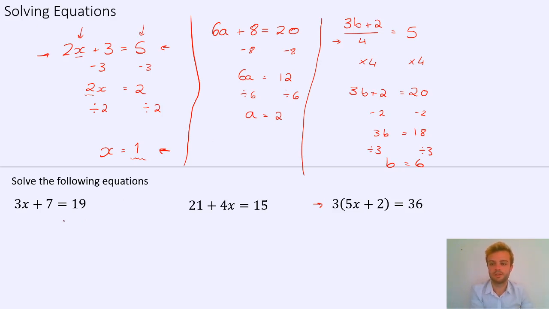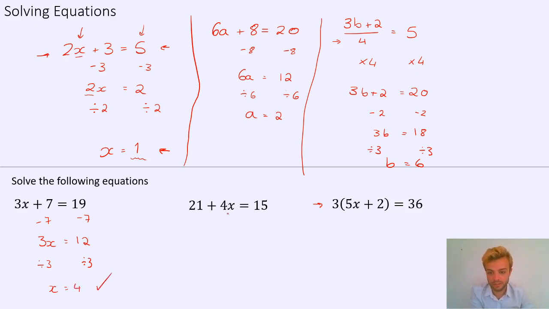All right, so in this first one, it looks very similar to the ones we did as our first 2 examples. First thing we're going to do is subtract 7, because that will cancel out the 7 on the left-hand side. So we now have 3x plus 7 minus 7, which is just 3x. And 19 take away 7 is 12. Next, we have this 3 times x. We don't want 3 times x, we just want x. So we're going to cancel that times by dividing by 3 on both sides. 3x divided by 3 is x, and 12 divided by 3 is 4.